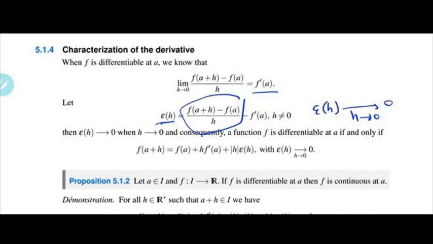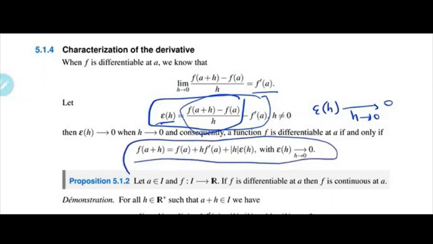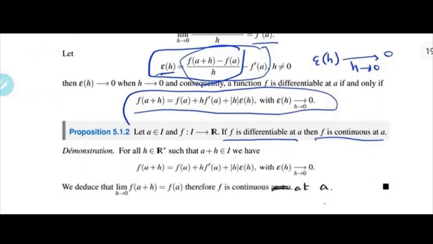So using this equality, we were able to write what's in here by first getting f prime of a on the side with epsilon h and then multiplying everybody by h, and so on. We will obtain this equality. And this equality is useful in our context to prove that if a function f is differentiable at a, then f is of course continuous at a. So any differentiable function is continuous.